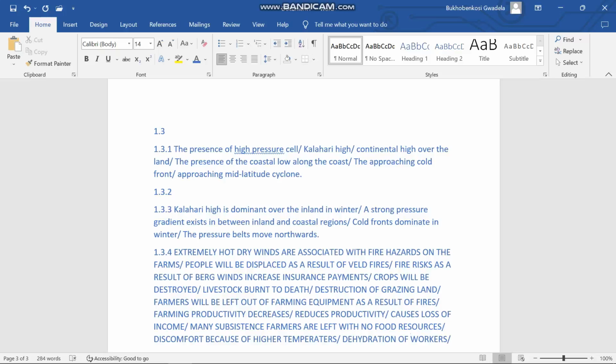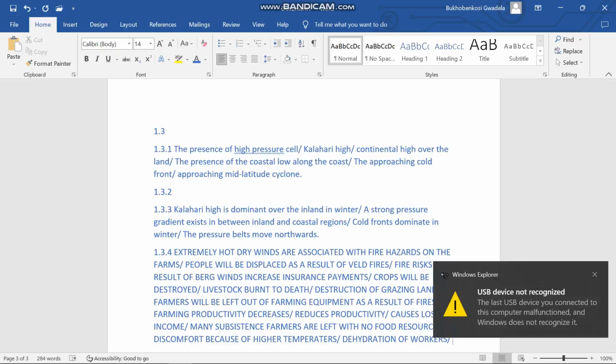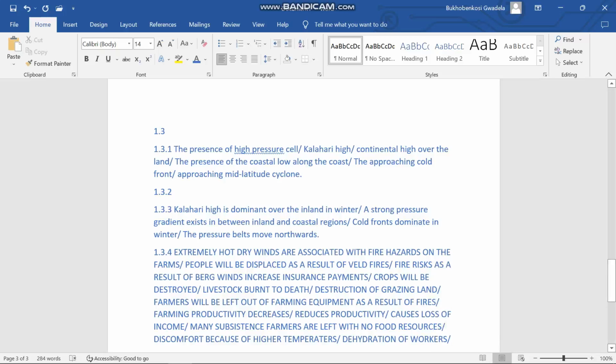The other thing you can say is that more water will be used for irrigation. Because it's winter, there is less rainfall or no rainfall at all, and there are also these hot dry winds which cause discomfort.